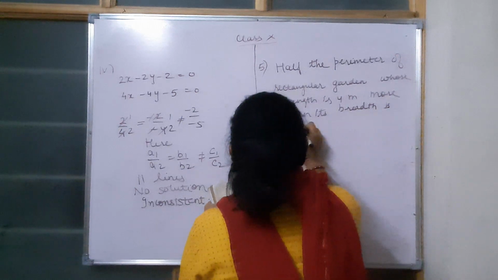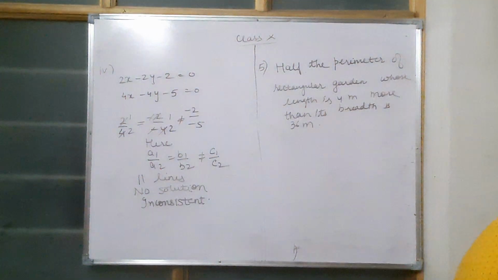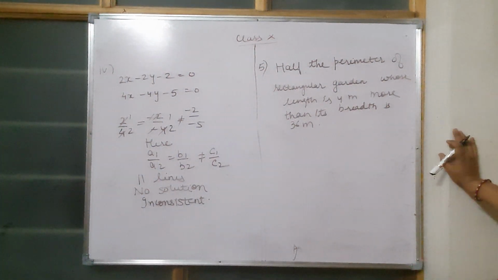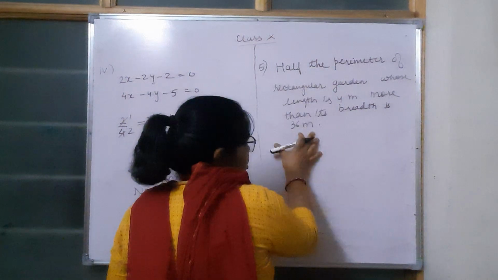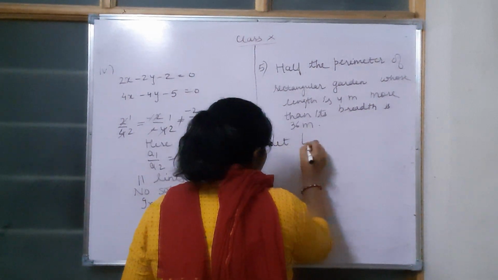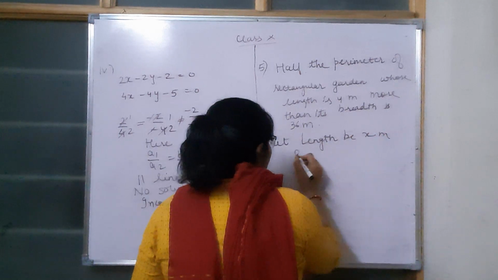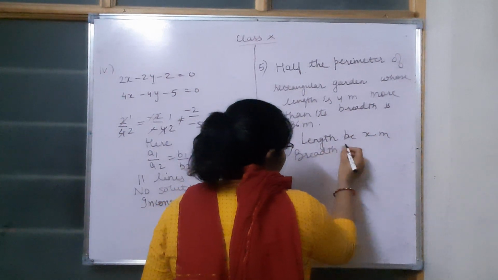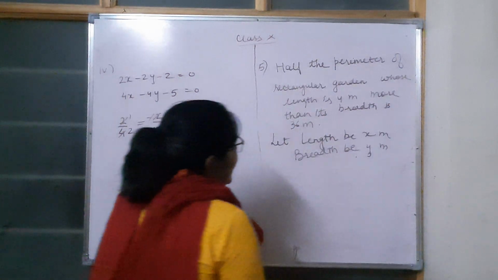Is 36 meter. Okay. Now just look here. Half the perimeter of a rectangular garden whose length is 4 meter more than its breadth is 36 meter. Here they are talking about what? They are talking about two variables. What are the two variables? Let length be, you don't need to write this, this is just to explain you, so let length be x meter and breadth be y meter.